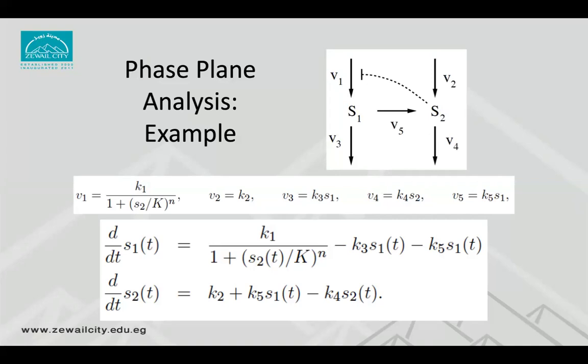Steady state will have one S1 or one S2. S1. Why?